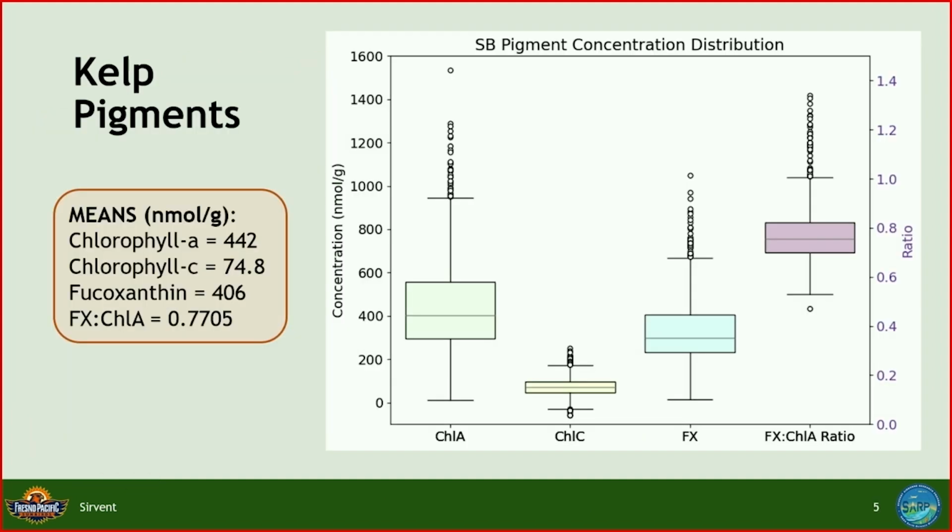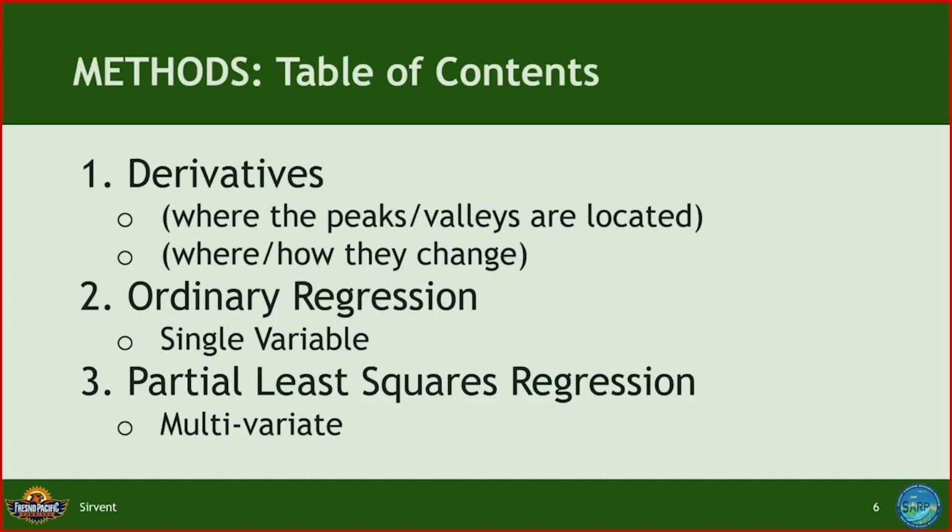This is a distribution of kelp pigments in the in situ data. We have chlorophyll A, chlorophyll C, fucoxanthin, and the ratio of fucoxanthin to chlorophyll A. We're going to ignore chlorophyll C because it's doing funky stuff, and we'll focus mainly on chlorophyll A. Although methods analyses were performed on the other two, chlorophyll A is the most intuitive. The mean is about 442 nanomoles per gram, which is helpful in understanding the statistical values later.